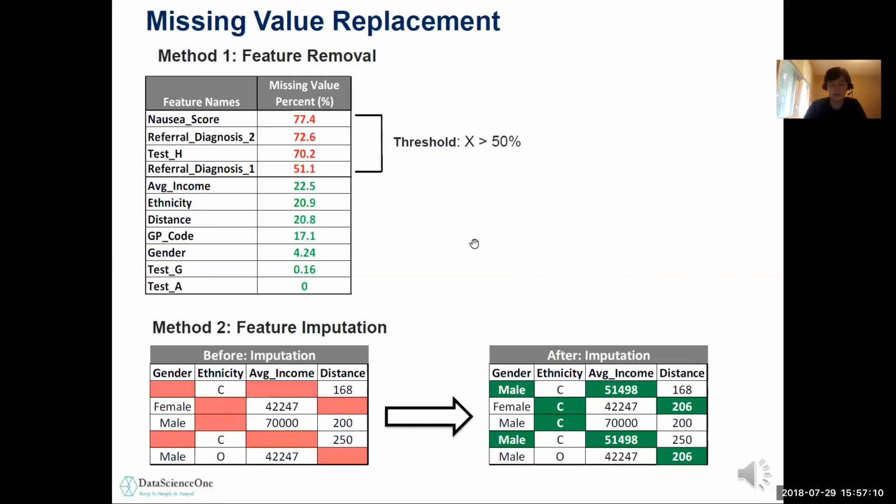For example, on this figure, you can see the before imputation and then after imputation on our features. For gender and ethnicity, categorical features get replaced by the mode, and numerical features like average income and distance can be replaced by either a mean or median. But in some scenarios, median is better because it's less sensitive to outliers.